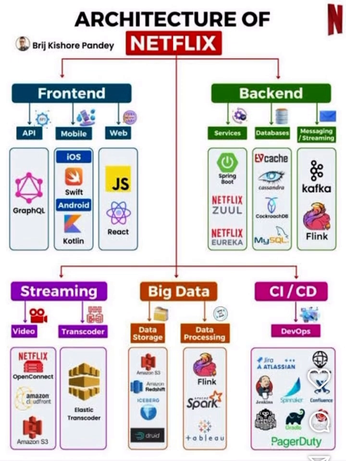This is how Netflix architecture works. First, it consists of front end, which is user side. This is what you see and interact with. It consists of mobile apps like iOS, Android, Swift. Netflix apps on your phone.